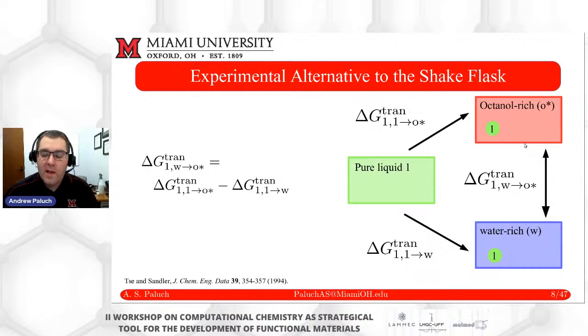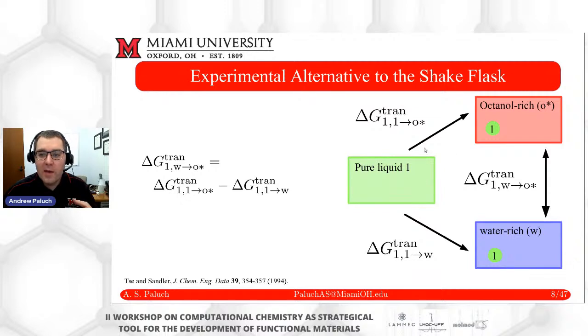And so what they did is, what I want is this octanol-water partition coefficient, which is equivalent to the transfer free energy of my solute between water and octanol. What they instead thought of is to construct a thermodynamic cycle where, instead of going directly from water to octanol, I construct a path in which I have a reference state with my compound of interest in its pure liquid state. Then I look at the transfer from that pure liquid state to octanol, and from the pure liquid state to water.